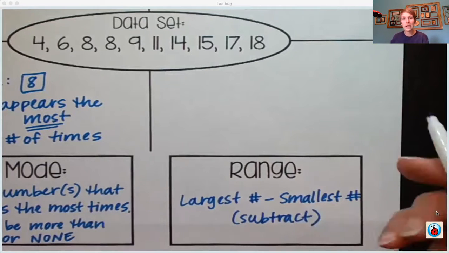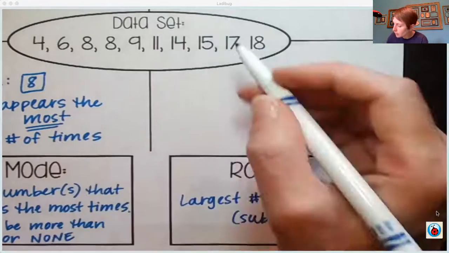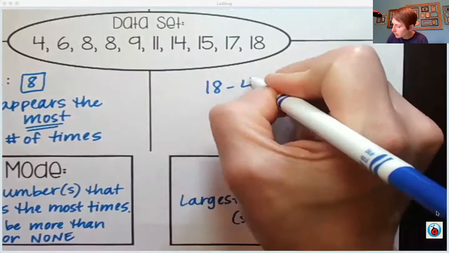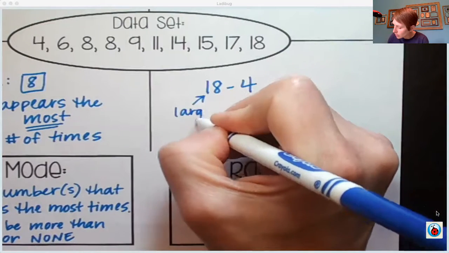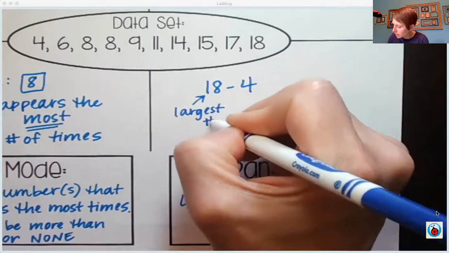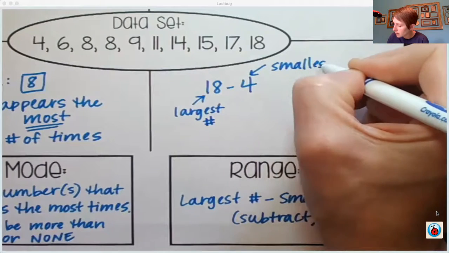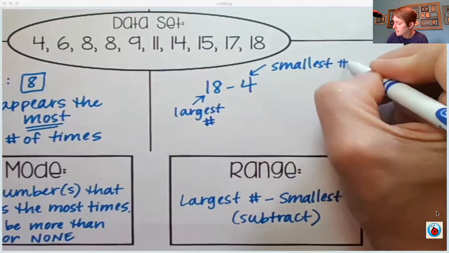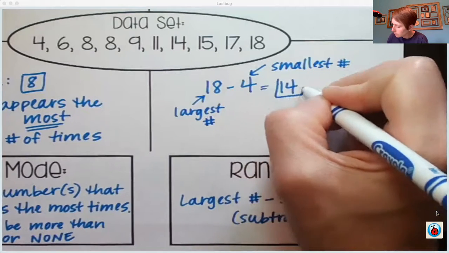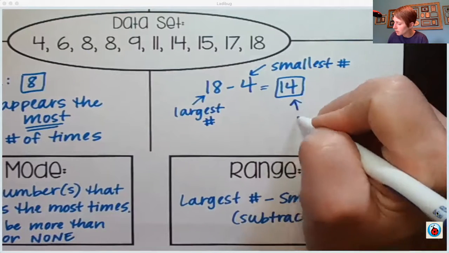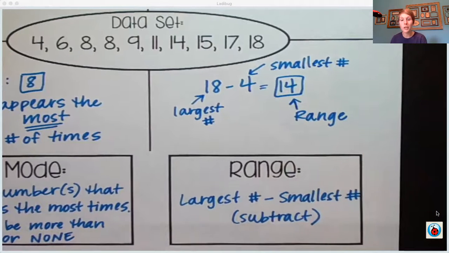So let's look at the data we have up here. My largest is 18. My smallest is 4. Okay, so this is my largest number. This is my smallest number. And 18 minus 4 is 14. So 14 is my range. Super simple.